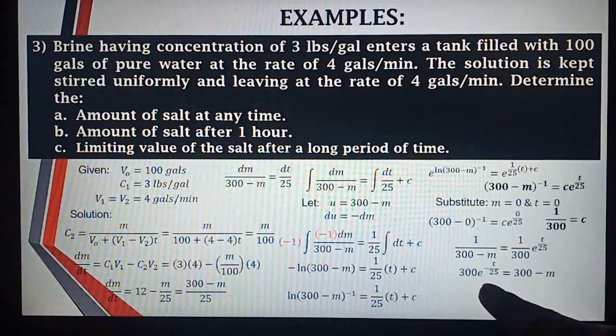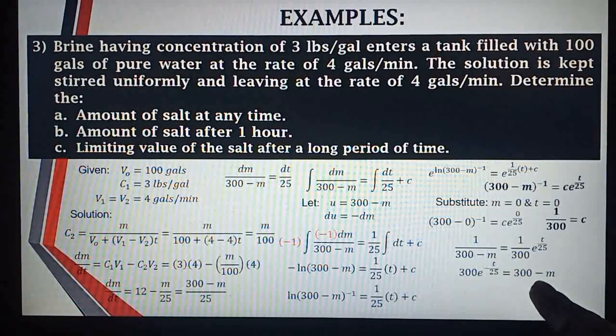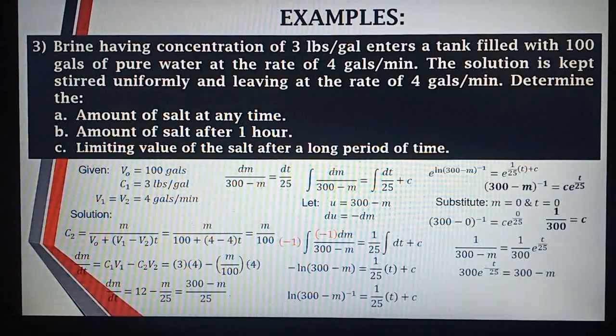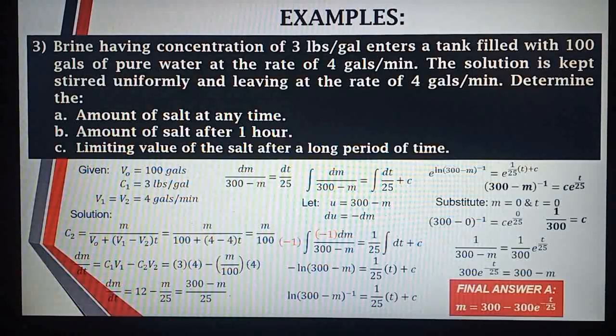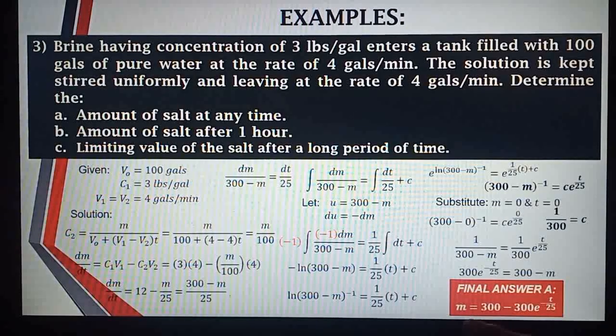Then kapag simplify natin to, we will now have 300 e raised to negative t over 25 equated to 300 minus m. Then for answer of A, the amount of salt at any time t, or the equation of the m with respect to t, that is m equated to 300 minus 300 e raised to negative t over 25.